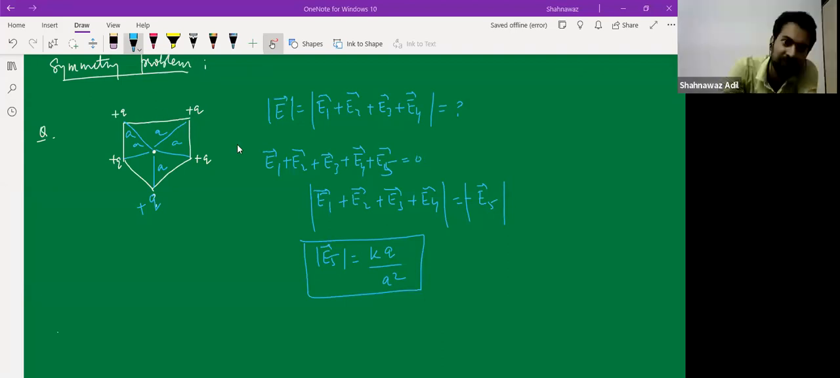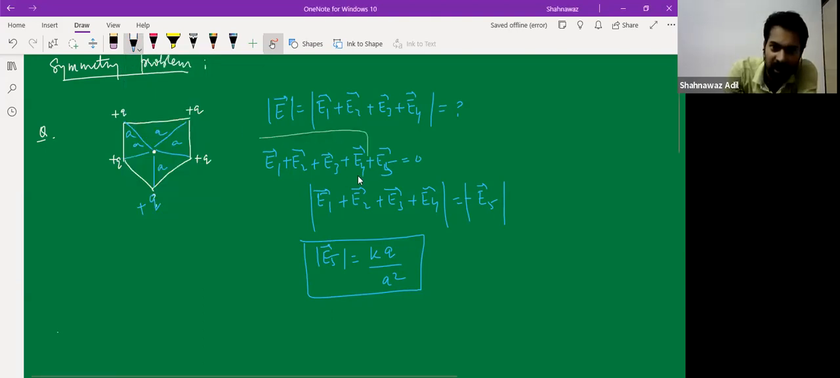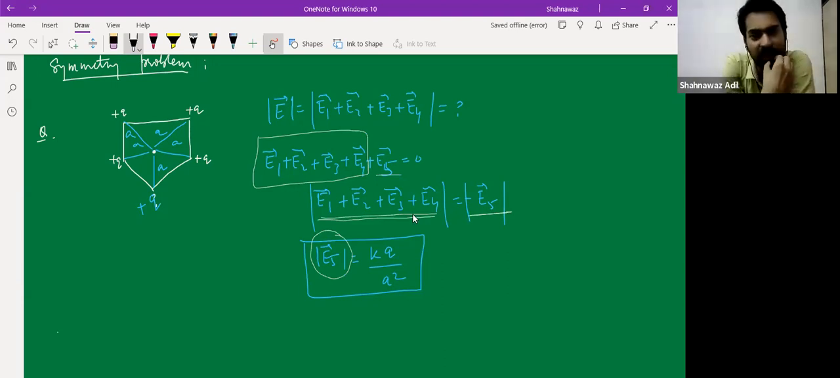We want to calculate this much part. So we put this on the left hand side and take this to the right hand side. Then find the magnitude of only the fifth one. So this will be equal to all the 4 individual electric fields. So this is the trick of the symmetric property, right? Understood, Tariq? Yes, sir.